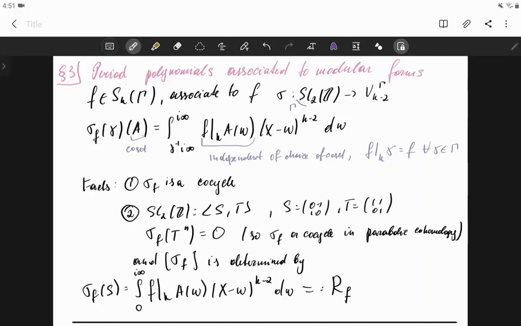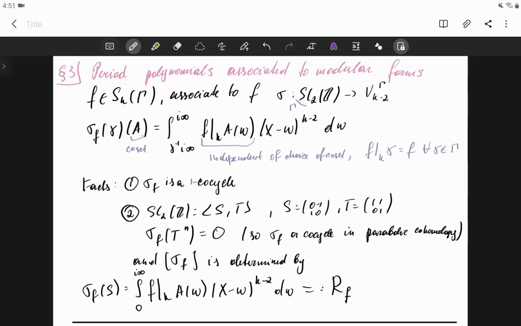All right, so here are some facts that I'm not going to get too much into. Sigma of F is indeed a one cocycle. Okay, it satisfies the cocycle condition. Also, SL2(Z) is generated by the two matrices S and T. So if we know the value of sigma of F at S and T, that should tell us, hopefully, the value at all the elements of SL2(Z). In particular, just from the definition, we see that sigma F of T to the N is 0, right? Because T stabilizes the infinity cusp.